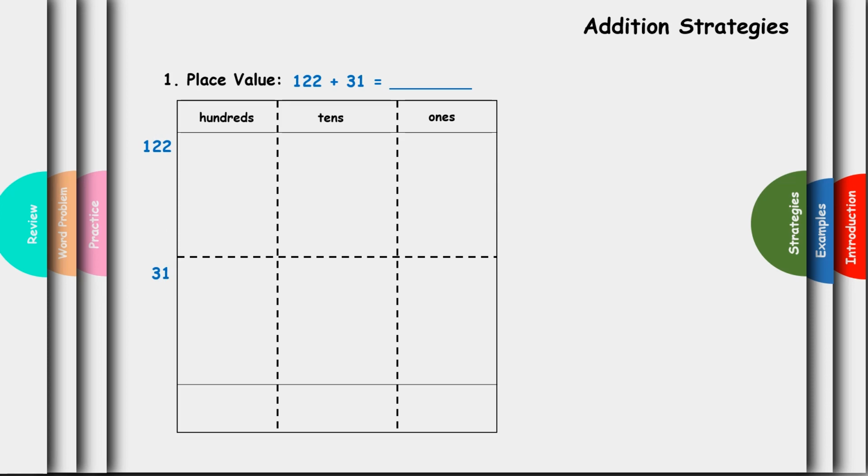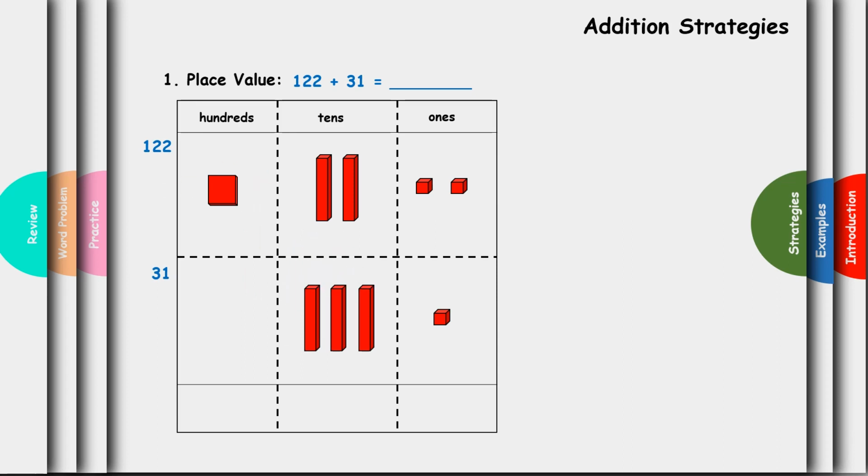122 has 2 ones. 1, 2. 2 tens. 1, 2. And 1 hundred. While 31 has 1 unit. 1. And 3 tens. 1, 2, 3. Do we need a flat for 31? No. Now, we can add the flats, the rods, and the units.